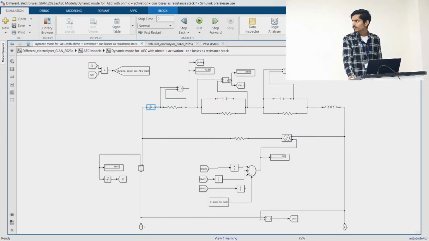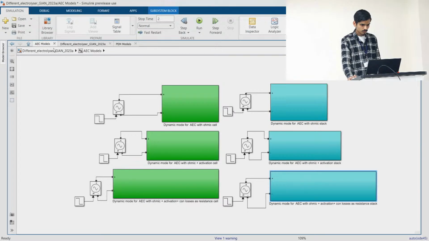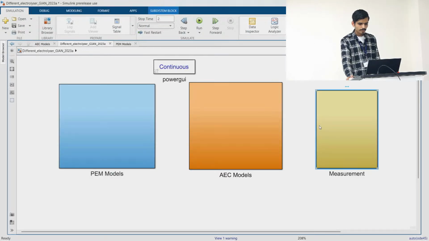This is the major drawback. While we are counting the electrochemical model or physics-based model, which we are particularly doing for the proton exchange membrane electrolyzer, we take care of these losses also, because when we have cell-level calculation and stack-level voltage, our resistance should not remain the same. It has some changes. So now I can show you the power comparison.